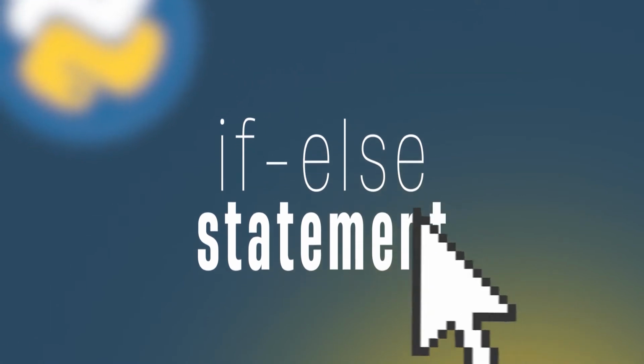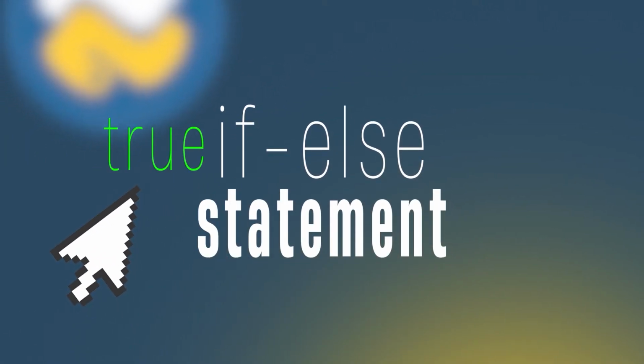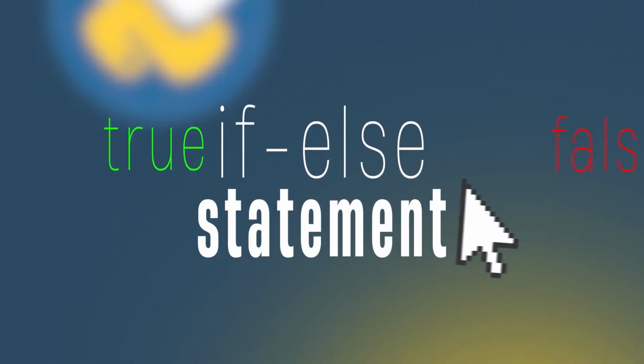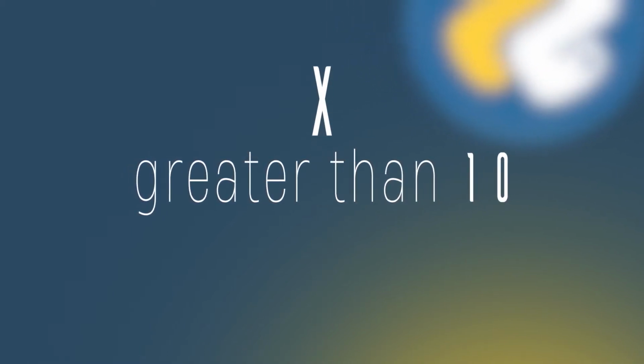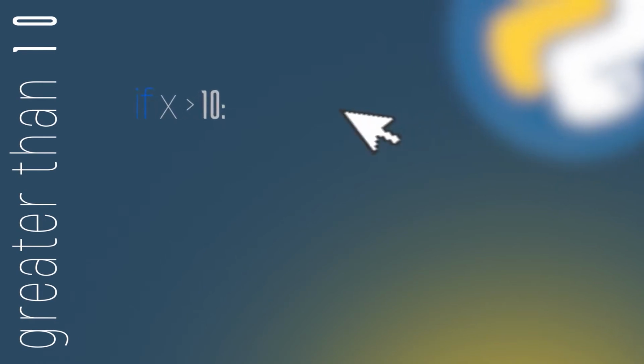If a condition is true, the if statement executes. Otherwise, the else statement executes. Let's suppose we want to check if a number is greater than 10. The number we want to check is stored in the variable x. We can check if this number is greater than 10 by doing if x operator greater and the number 10.